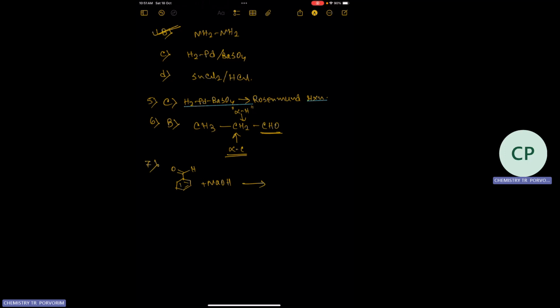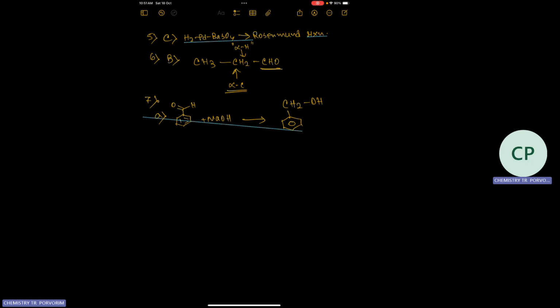NaOH. We will get alcohol, benzyl alcohol, CH2OH. So it should be option A. Okay, 7 should be option A. Next, eighth one. Okay, eighth one is this compound, CHO.